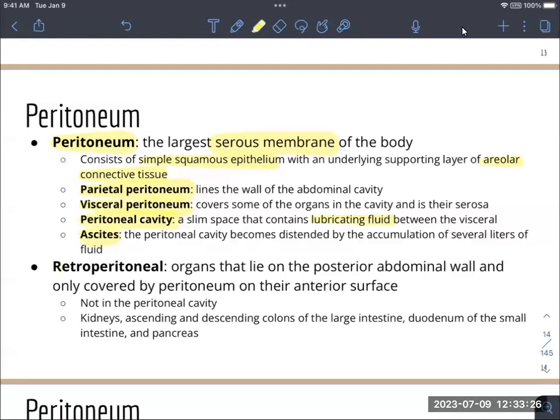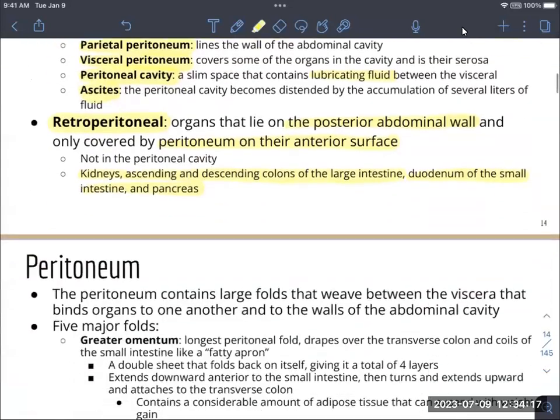When we say something is retroperitoneal, we have some organs that are considered retroperitoneal. And what that means is they are on the posterior abdominal wall, and they only have that peritoneum on one side, their front side. So the kidneys, the ascending and descending colon of that large intestine, the duodenum, so that first part of the small intestine, and the pancreas are all considered retroperitoneal. They sit on the back of the abdominal wall, and they only have that peritoneum on their front. They don't also contain it on their back side.